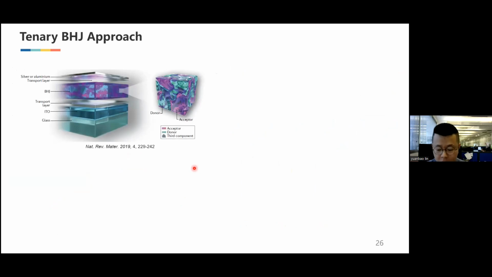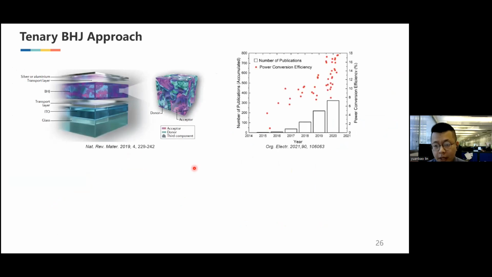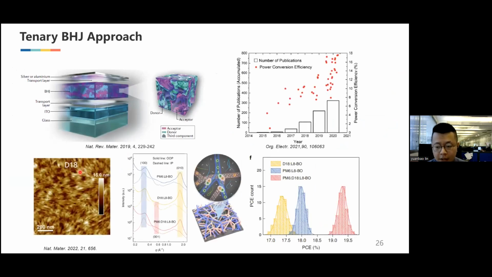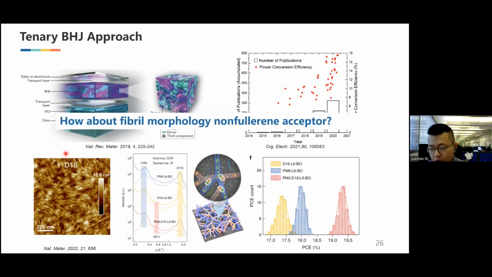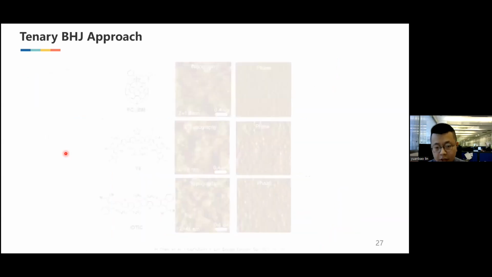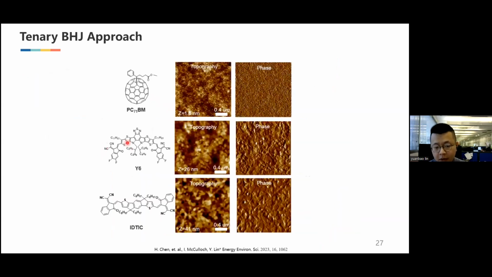Ternary blending is also widely used to enhance the performance of organic solar cells. Last year, Feng Liu's group in Shanghai used a nanofiber polymer donor. They could enhance the performance because they could form a more fibrous structure. So I wondered, could we find some acceptor with fibrous morphology? I tested different acceptors like PCBM, Y6 and IDIC, and none of them had a fibrous structure.